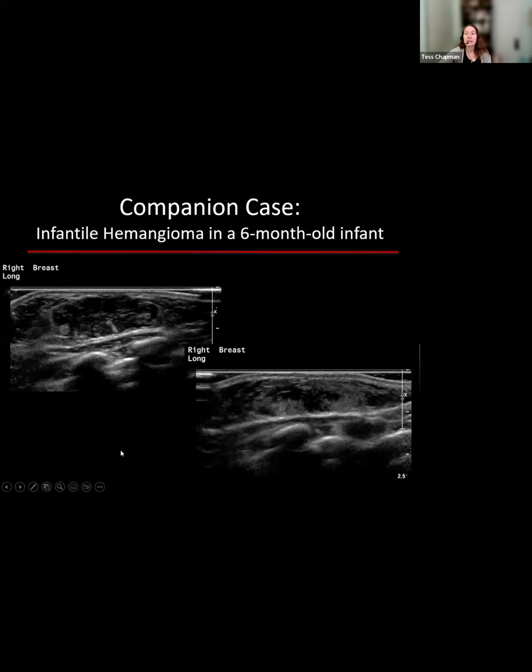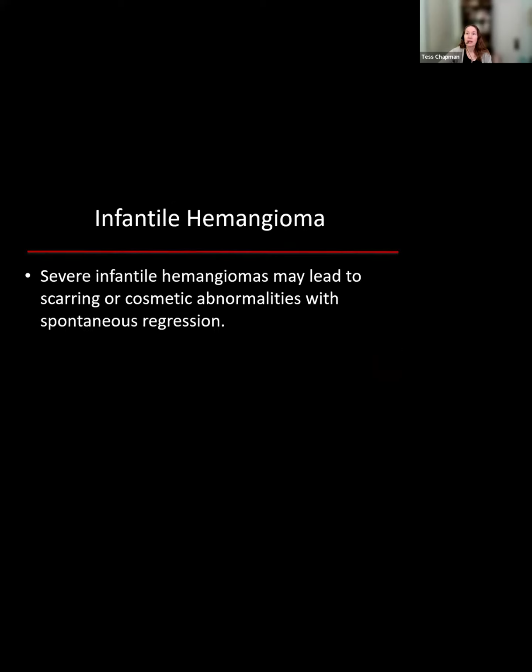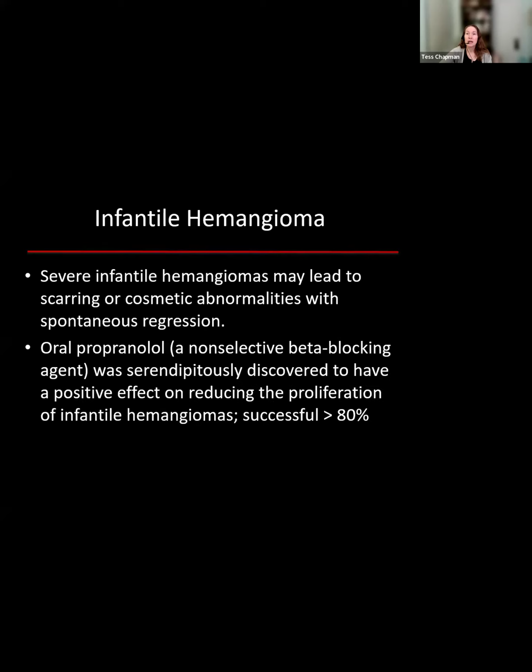So here is a companion case, different baby, imaged at 6 months of age. And you can see here, this one looks a little bit bigger, a little bit more heterogeneous, and with color Doppler, just a lot of vascular flow. This is an infantile hemangioma, just another example for you to see. And sometimes these are really big. So severe infantile hemangiomas may lead to scarring or cosmetic abnormalities as they spontaneously regress, because as you can imagine, it distorts the adjacent tissue.